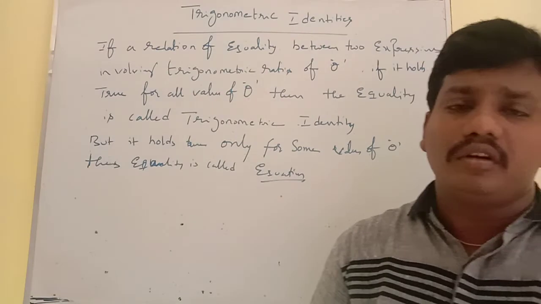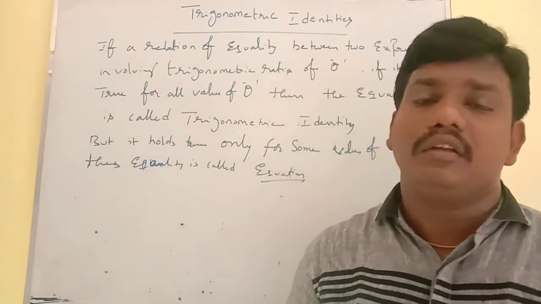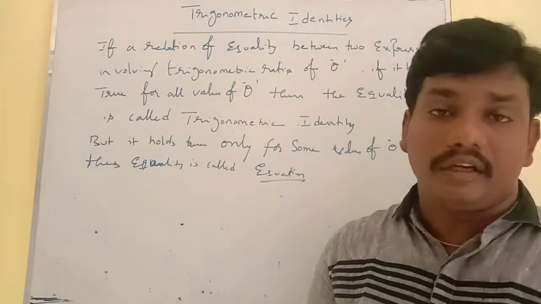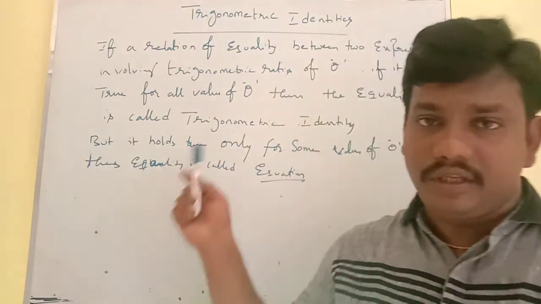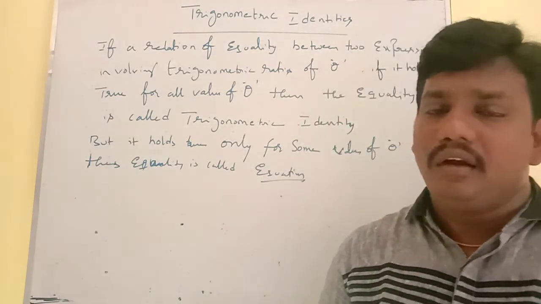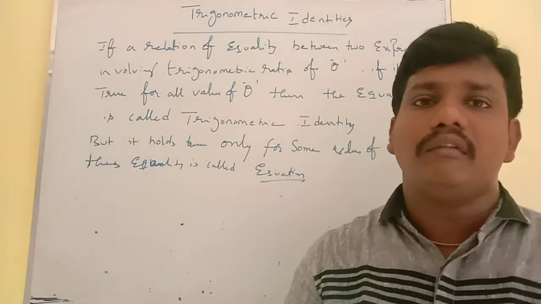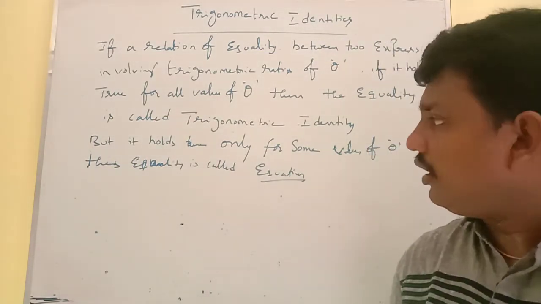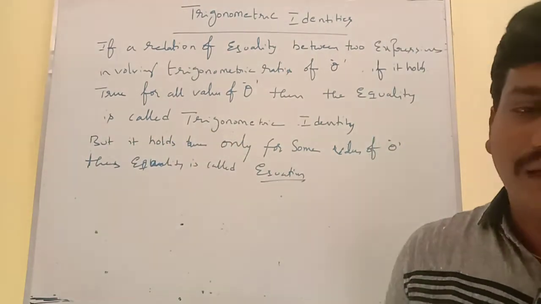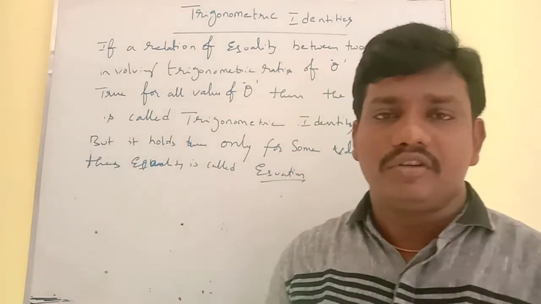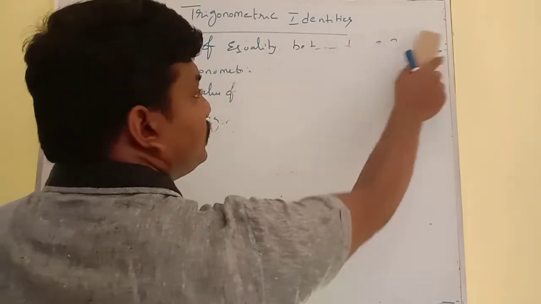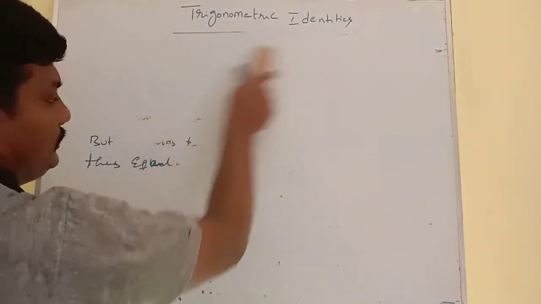The relation of equality involving two or more expressions having trigonometric ratios of theta, if it holds true for all the values of theta, that means a trigonometric identity is true for all values of theta. But in case it holds only for some values of theta, then it is known as a trigonometric equation. So now we have some specific trigonometric identities.